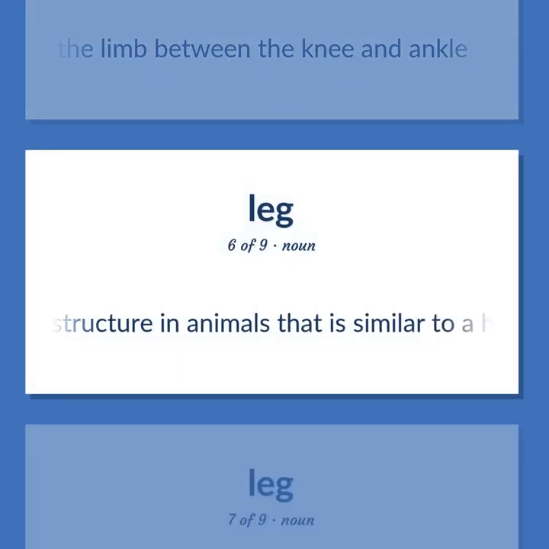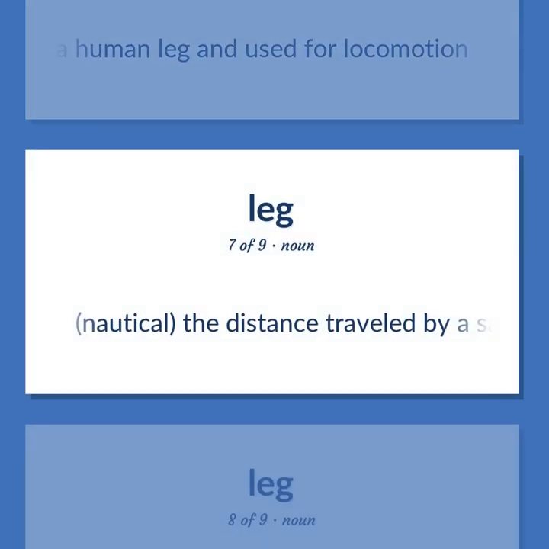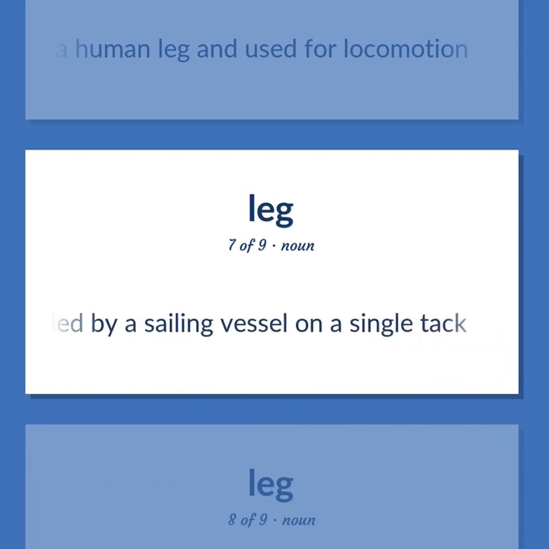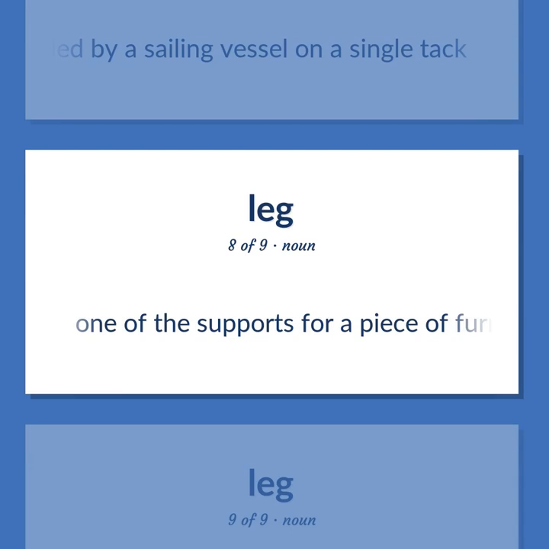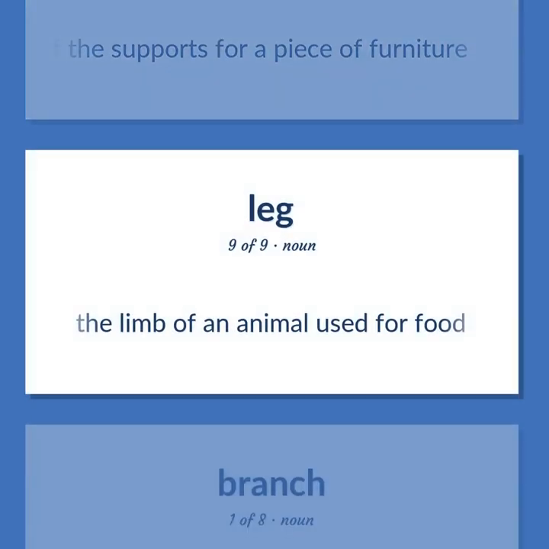A structure in animals that is similar to a human leg and used for locomotion. Nautical. The distance traveled by a sailing vessel on a single tack. One of the supports for a piece of furniture. The limb of an animal used for food.